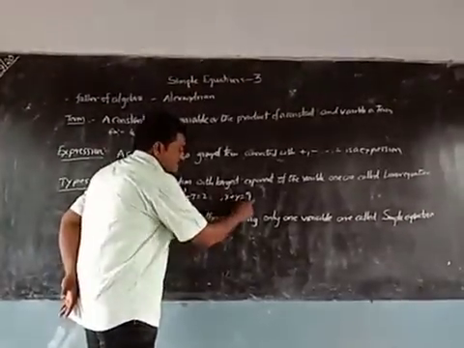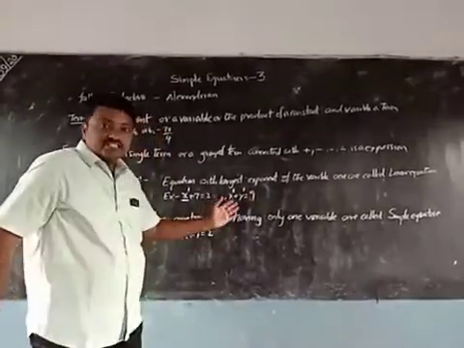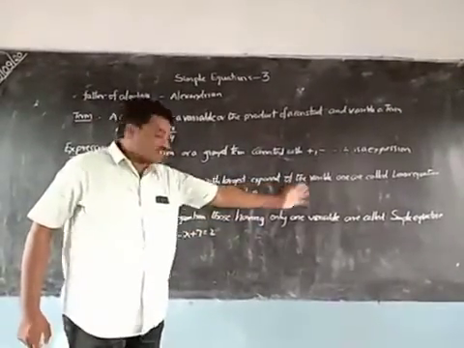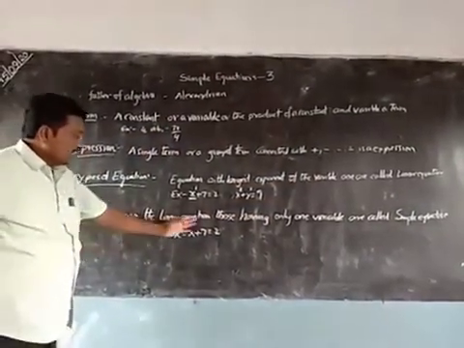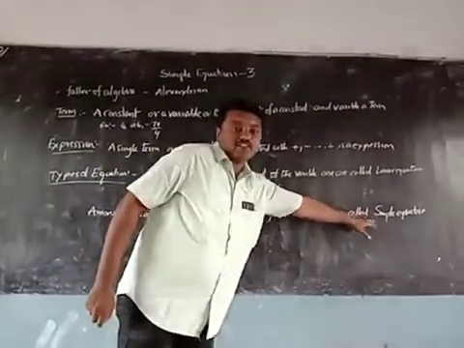It has two variables. The x power is 1 and the y power is also 1, which means the degree is 1. That is a linear equation. Among the linear equations, those having only one variable are called simple equations.